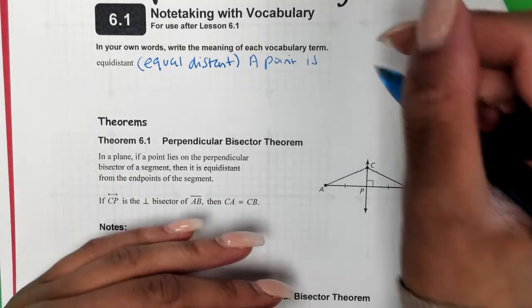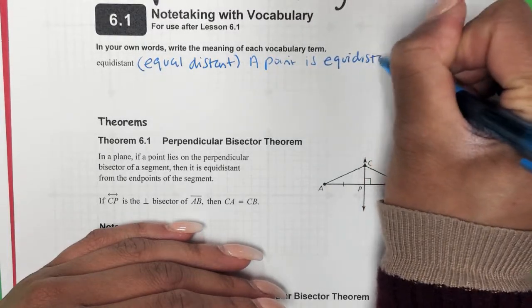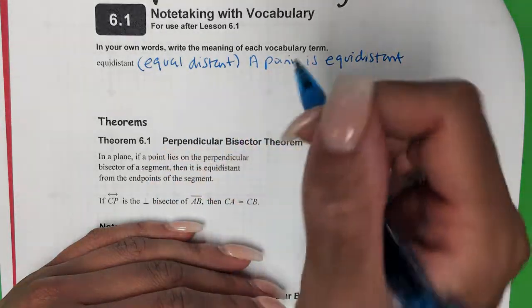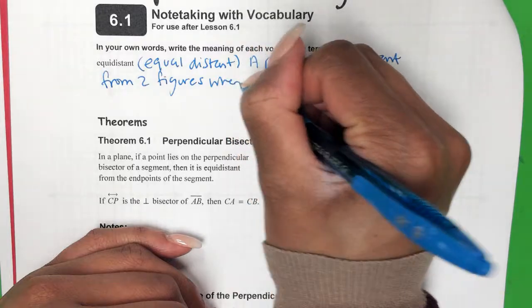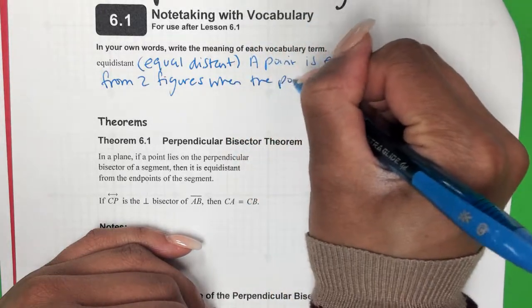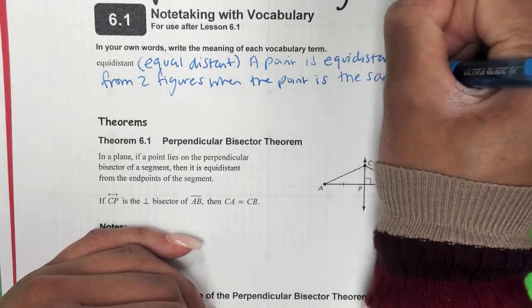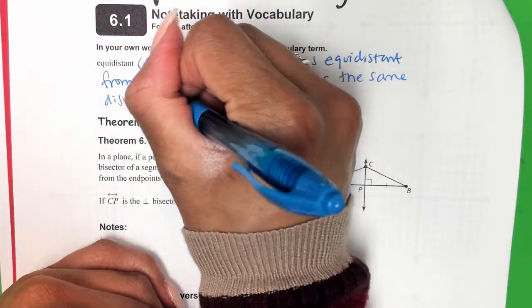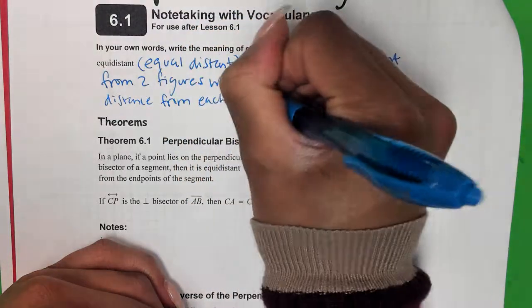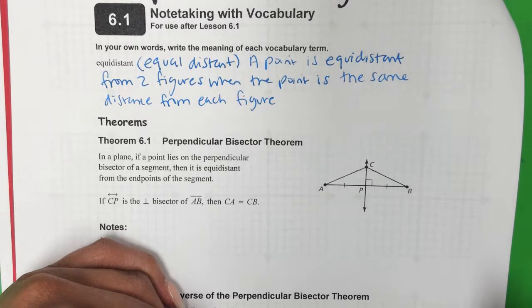Pardon the interruption. So as I was saying, a point is equidistant from two figures when the point is the same distance from each figure. Okay, so that is our definition of equidistant.